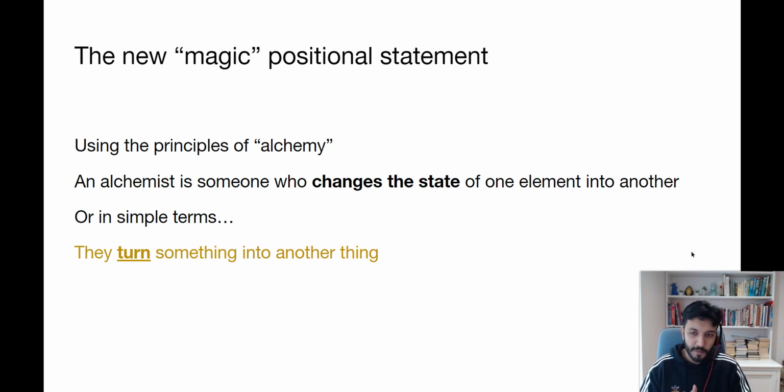So, simply put, an alchemist is someone who changes the state of one element into another. Some people may call this a magician in some ways. Some other ways, maybe like a kind of chemist who puts a few chemical reactions together and creates something new. In simple terms, they turn something into another thing. Okay, and this is important. That's the important statement you need to understand. They turn something into another thing. They don't help something go from one to another. They just do it. They turn it into it. So you need to start thinking of yourself as the alchemist.